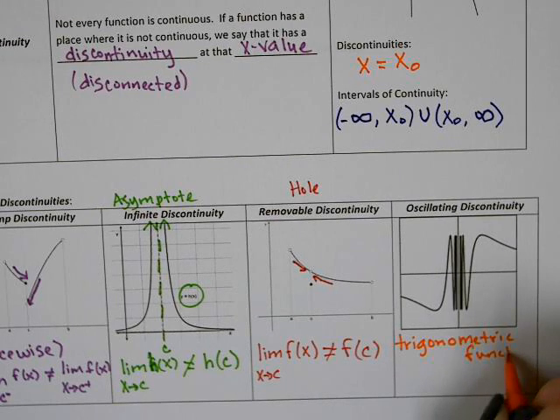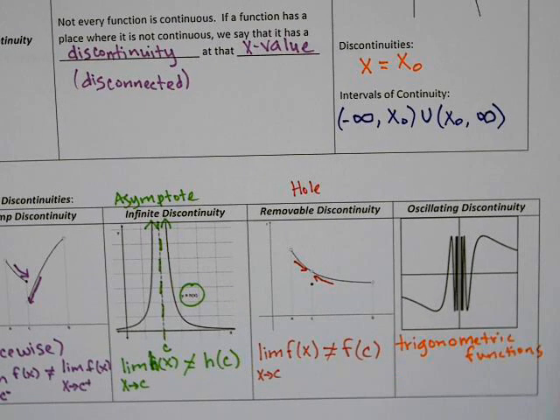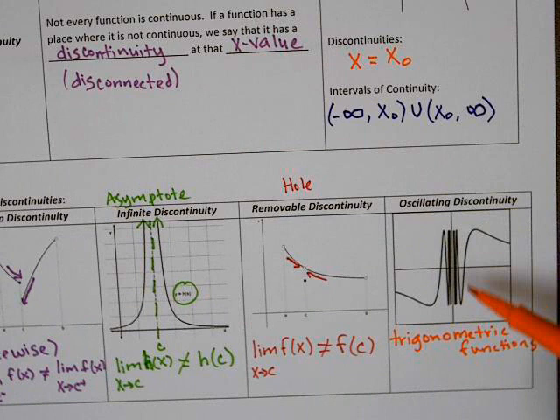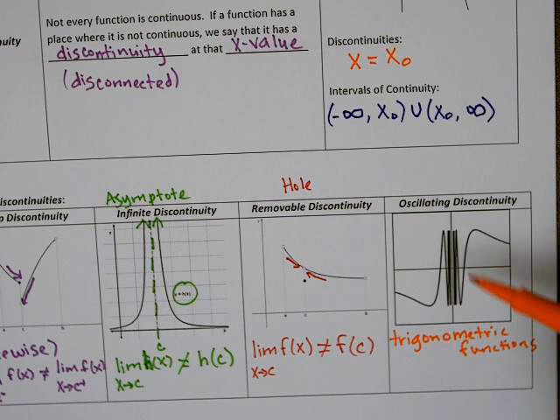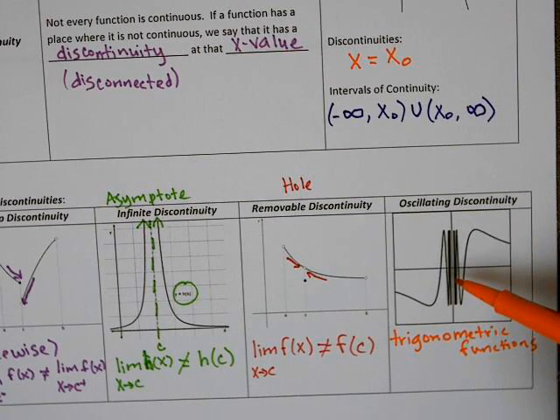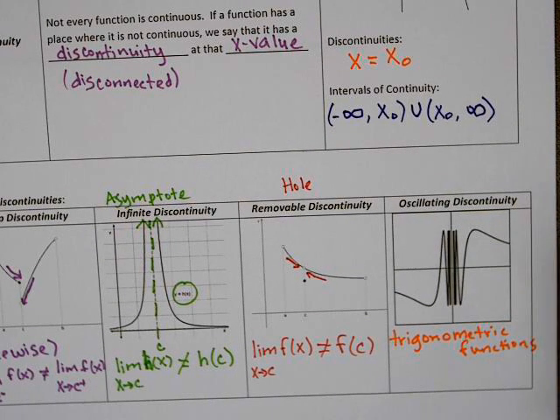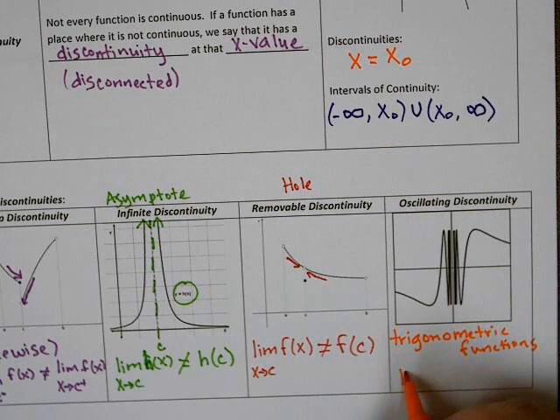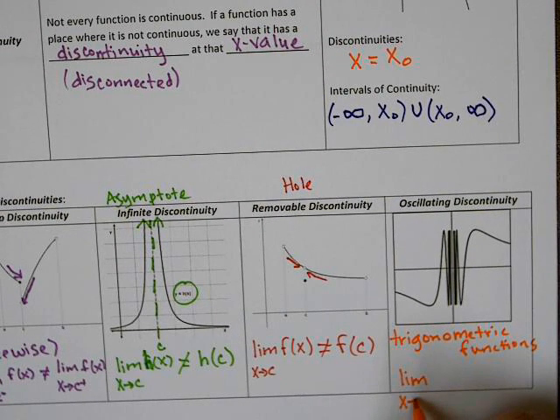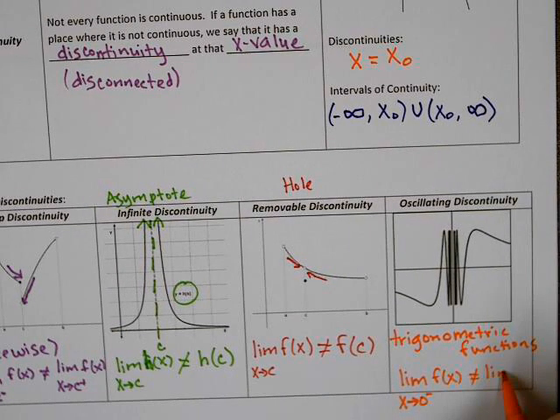So when we look at this one, as we're approaching, this is actually 0, right? As x is approaching 0 from the left, it's just bouncing back and forth a bunch. As it's approaching from the right, it's just bouncing back and forth a bunch, which means these limits do not equal each other. So the limit as x approaches 0 from the left of f of x does not equal the limit as x approaches 0 from the right of f of x.